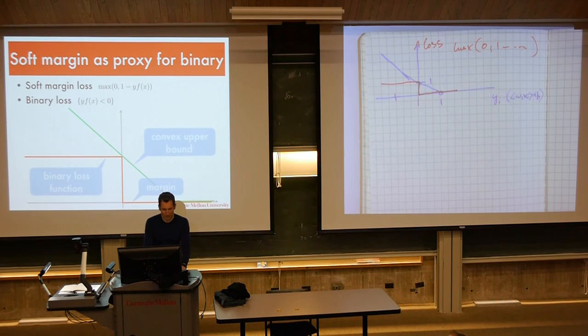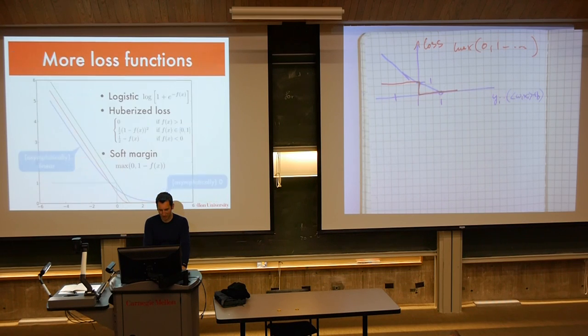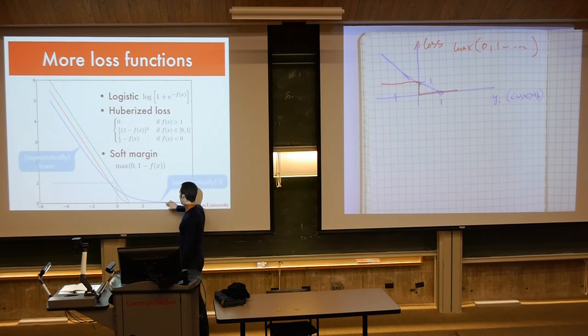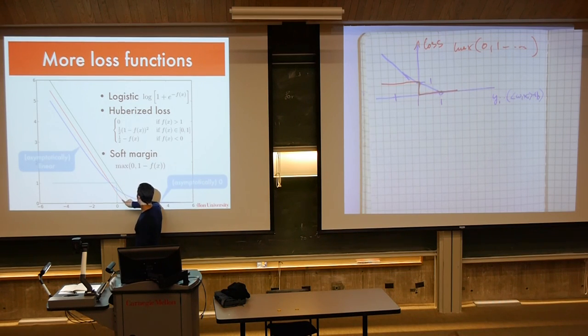So the one on top works particularly well. This is the logistic. That's this blue function here. You can see that, and the green one is the soft margin. The red one is this Huberized loss for what I showed you before.